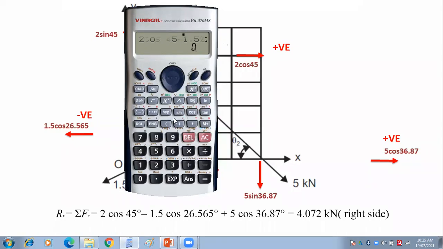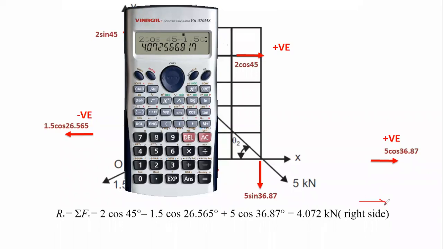1.5 cos 26.565 plus 5 cos 36.87. Okay, 4.072 kilonewton, and this force is going plus. It is indicating that the answer is plus. It is indicating that the force is going in the right side direction. Okay, the force is going in the right side direction.